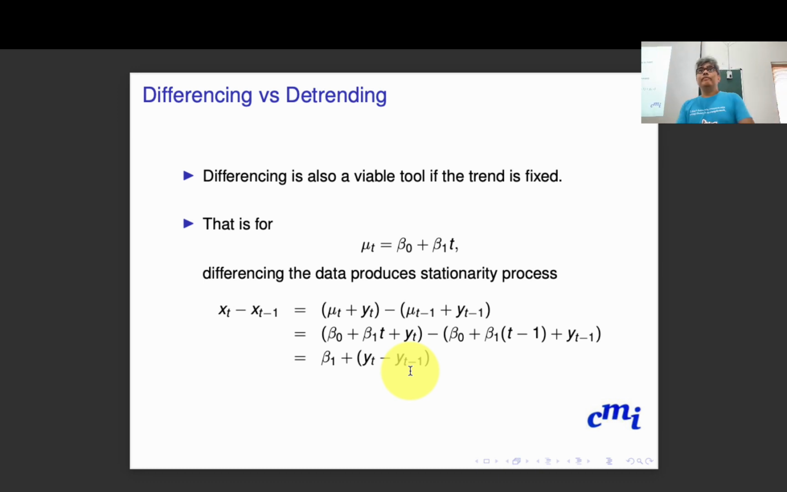If you remember your differential equation class, if you have dy/dt equal to alpha plus beta t and you take the difference of a line, then what you are left with is beta_1, right? So here you are just left with beta_1 and a bit of noise.